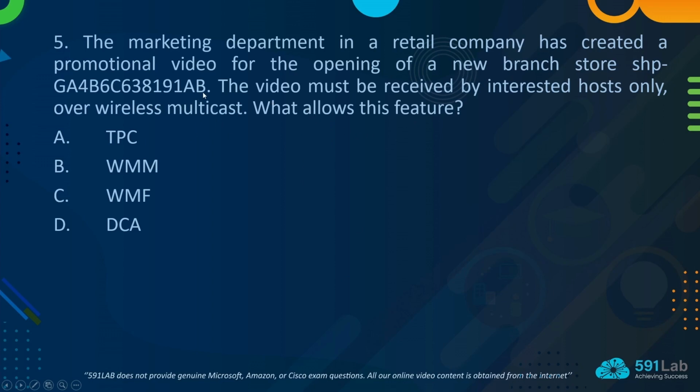Instead of sending the video by unicast one by one to every TV, we use multicast to send it to all interested parties or interested hosts only. So which one allows this feature? Is it TPC, WMM, WMF, or DCA?